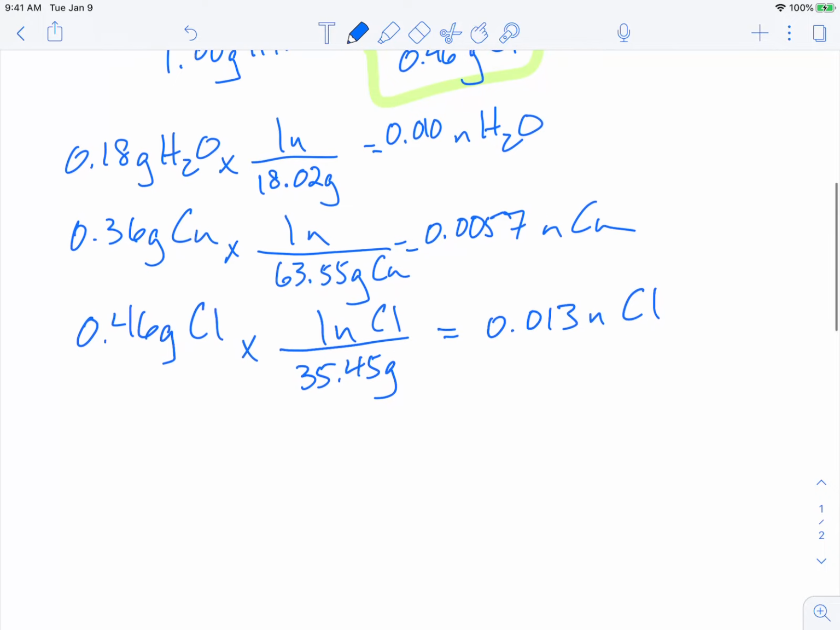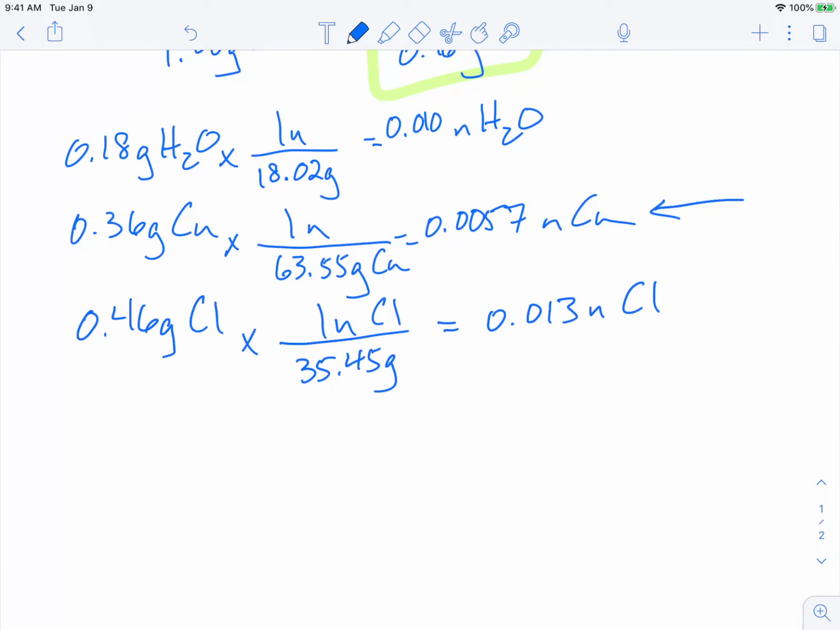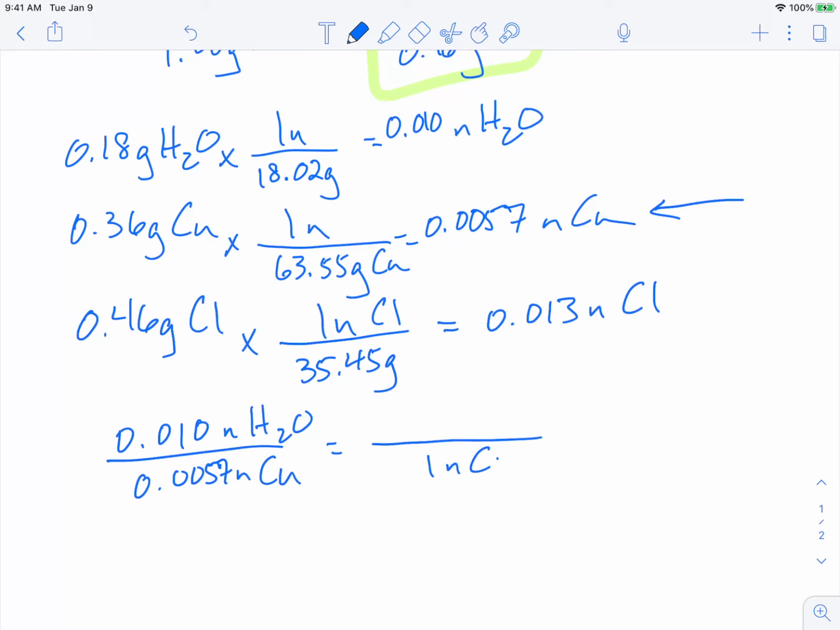All right. And now what we're going to do is take our smallest number of moles, which is our copper, put that on the bottom, 0.0057 moles of copper, and we're going to compare that to our moles of water. And what that's going to tell us is for every 1 mole of copper, how many moles of water do we have? So 0.01 divided by 0.0057 gives us about 1.75 moles of H2O.